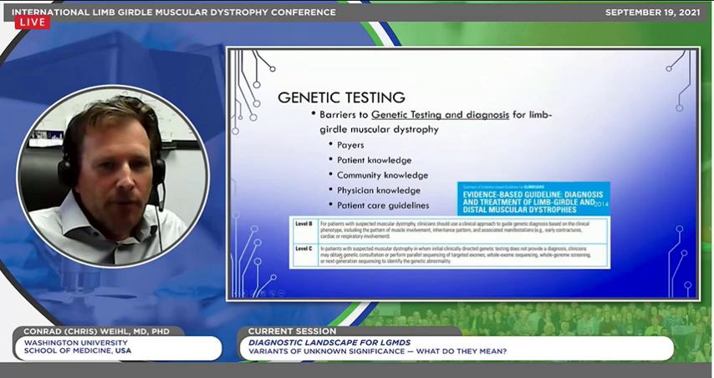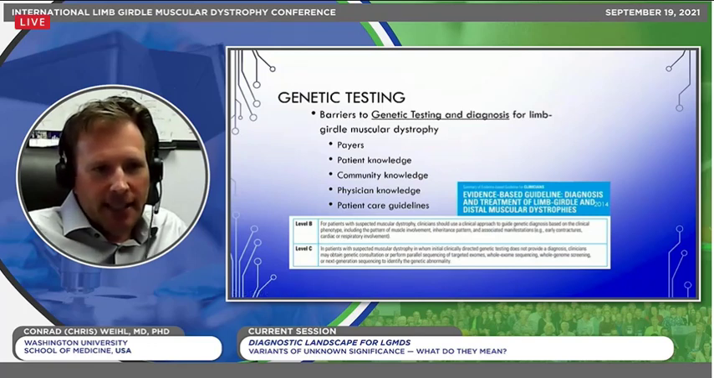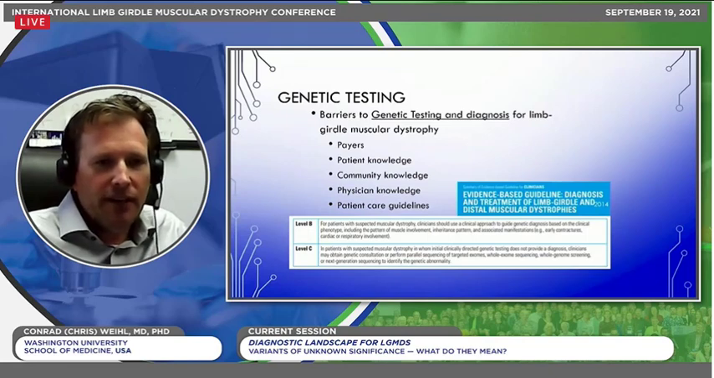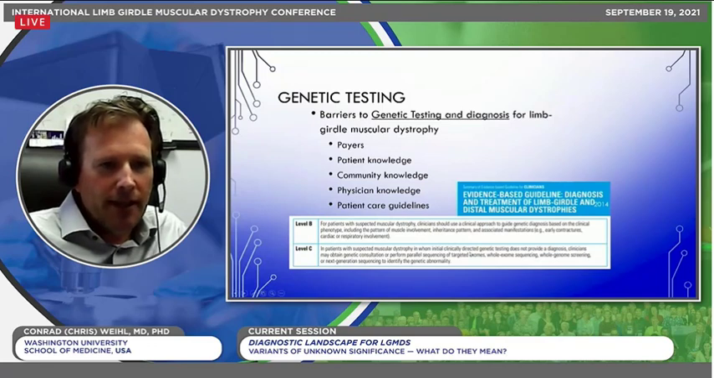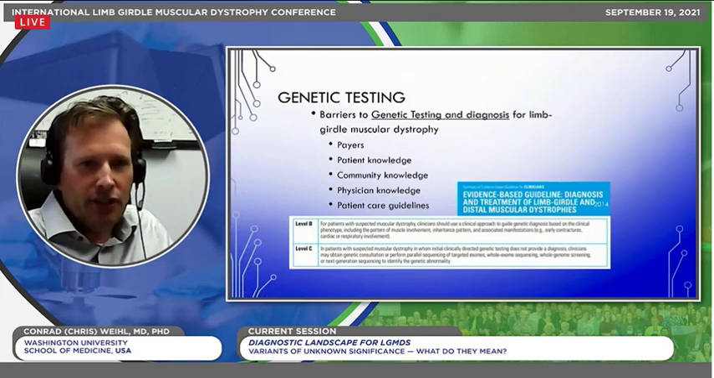And so we really need to change those guidelines because that's not expert opinion anymore. It really should be standard of care that if you don't know the genetic testing of a patient, that you should do either exome sequencing or panel-based sequencing to identify the genetic abnormality.